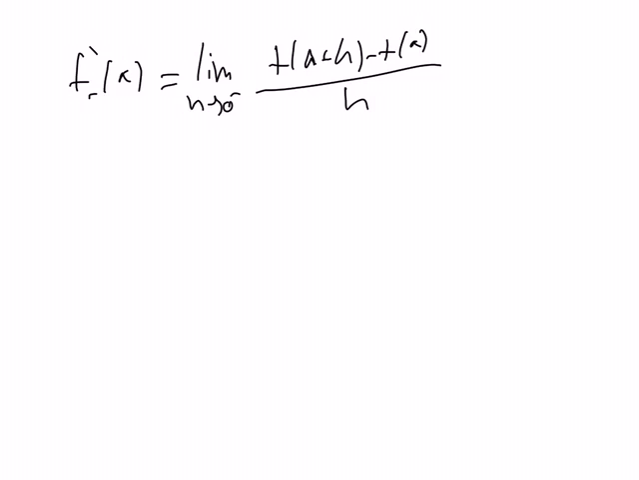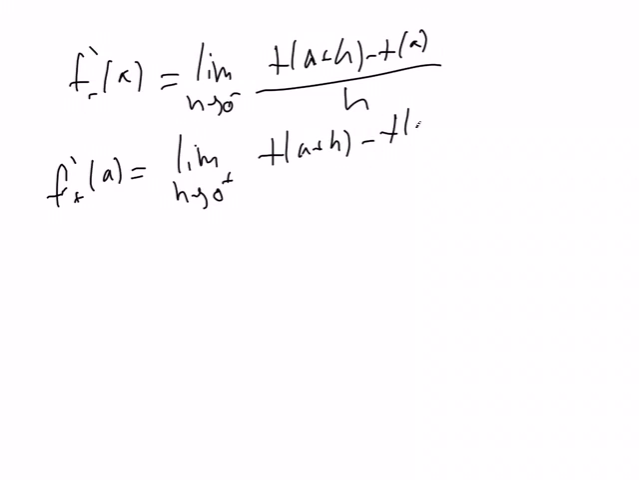The right hand derivative f prime plus a is equal to the limit as h approaches 0 from the right of f of a plus h minus f of a over h, right? Kind of intuitive.